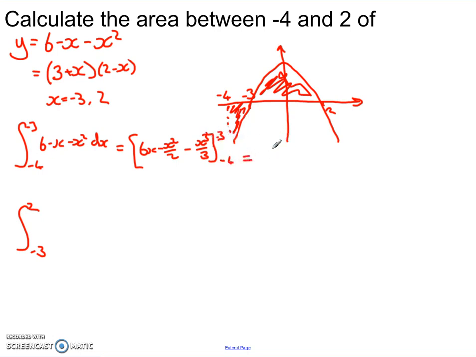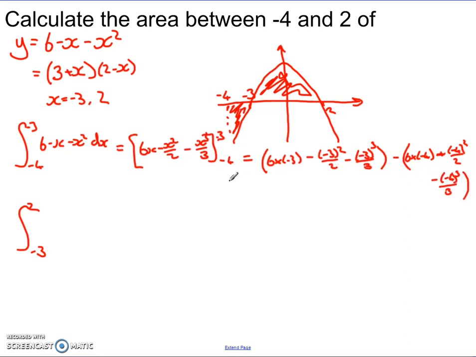So we substitute in our limits and we work it through. So I get 6 times negative 3, take away negative 3 squared over 2, take away negative 3 cubed over 3, so that's the upper part, then take away the lower part, 6 times negative 4 minus negative 4 squared over 2, take away negative 4 cubed over 3. So I've got my two brackets and my two parts. It's now just a case of combining them.